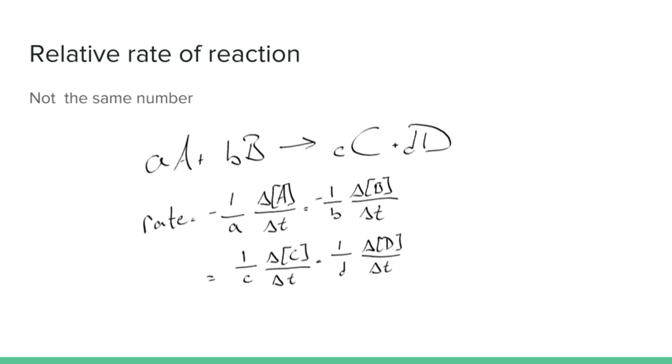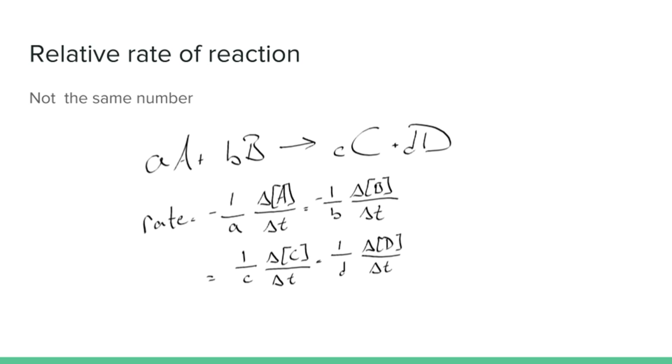Now, when you look at the rate of a chemical reaction, the speed at which A is consumed is going to be different from the speed at which D is produced, just because of the coefficients in front of them. So when we talk about the rate of reaction, what we're actually talking about is the relative rate of reaction, where we divide by the coefficient for each reactant. And that way you get the same relative rate for each reactant and for each product.